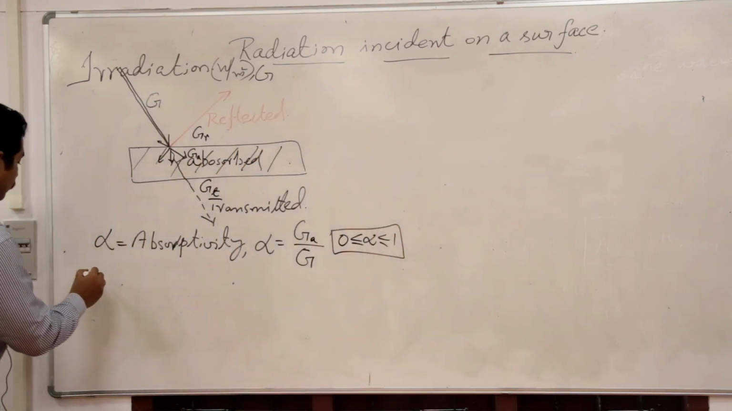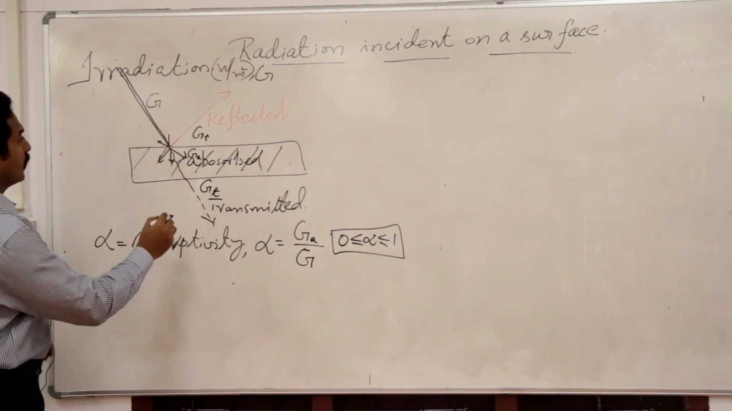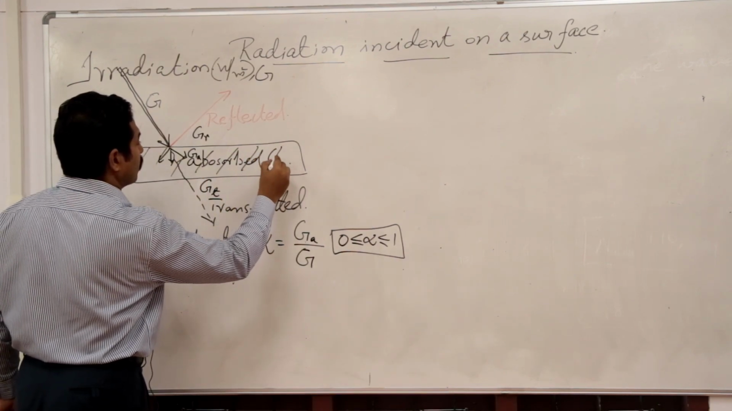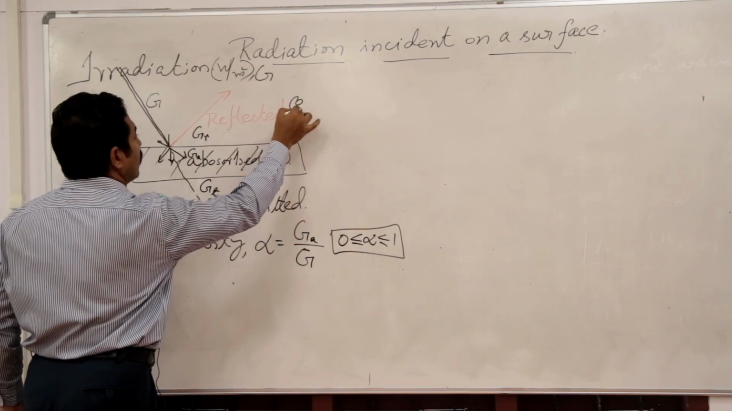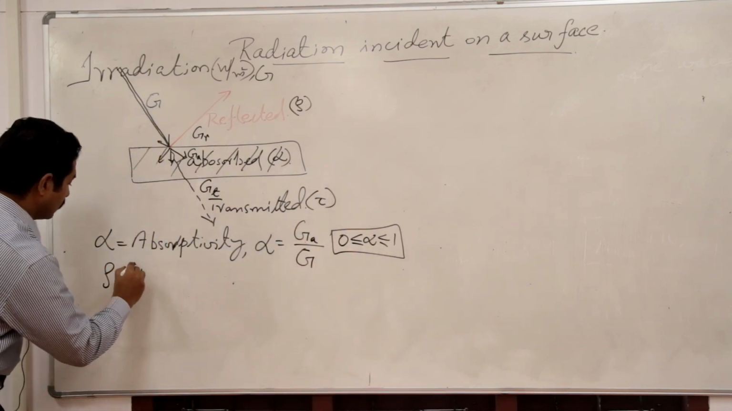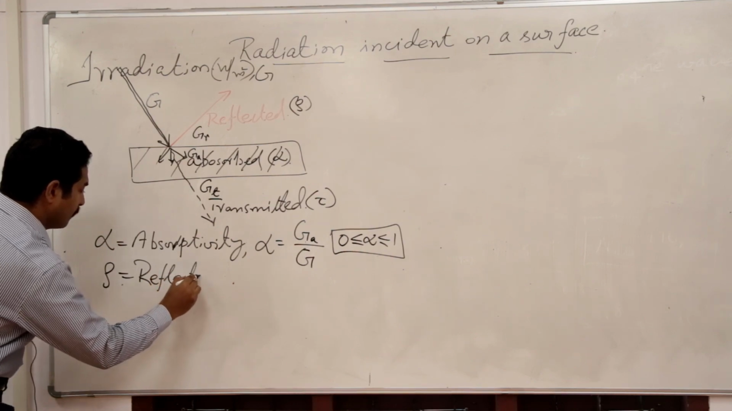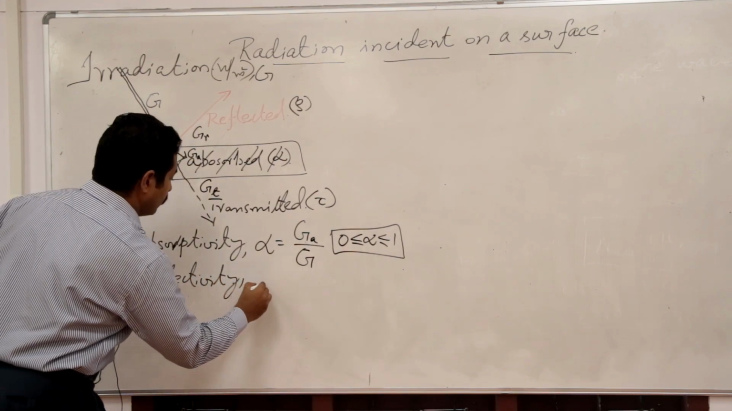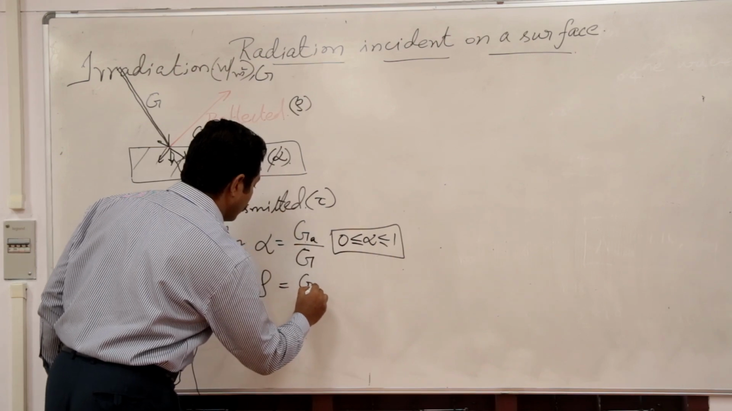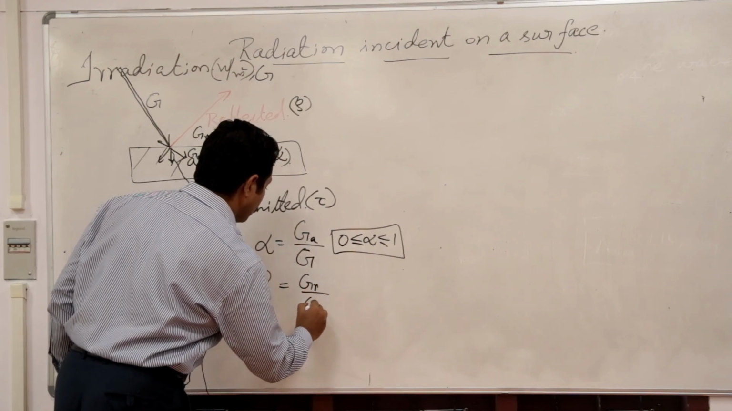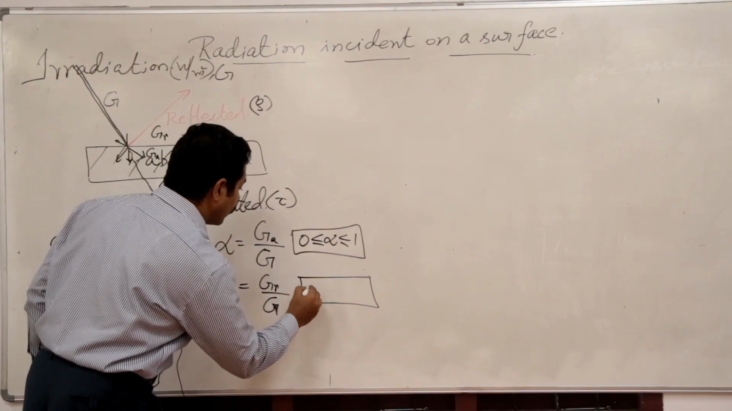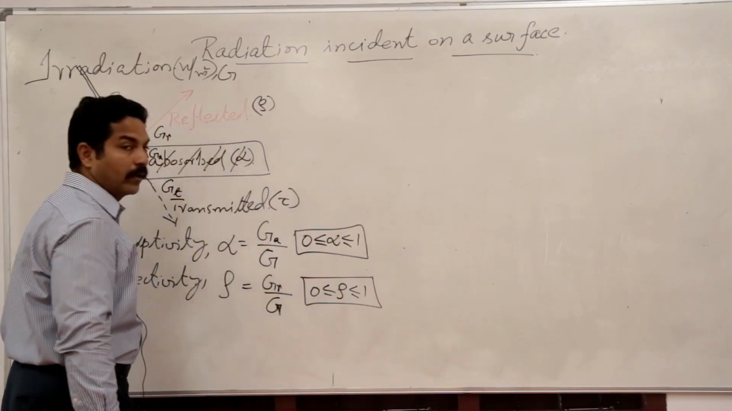Okay. Then this is G, so this part is absorbed. Then this is absorptivity, a part of G. Then reflected, and transmitted, which I can denote by tau. The reflected part gives reflectivity. Reflectivity is denoted by rho, that is G reflected by G. Here also this quantity, reflectivity, lies between 0 and 1.